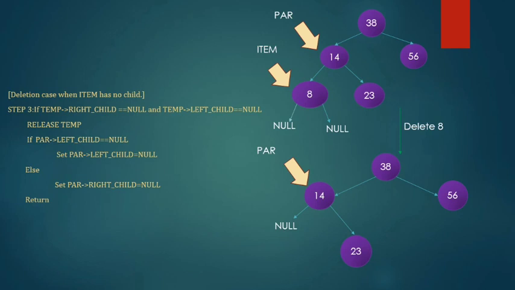What if we wanted to delete 23? We would then need to point 14's right child to null. That is what the else statement is for.